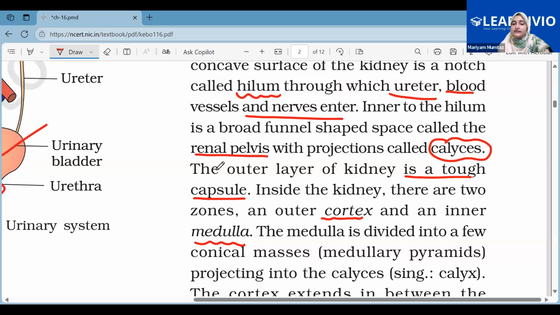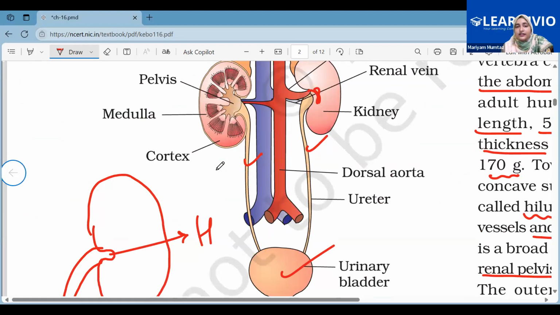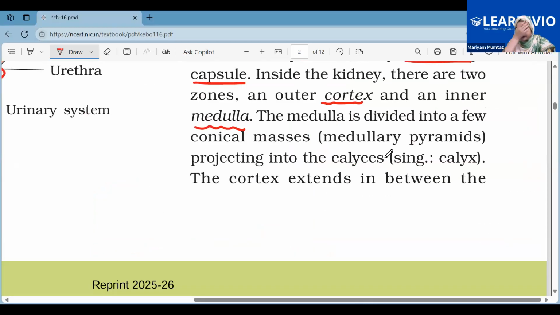Now, the medulla is divided into a few conical masses. If you see over here, these cone-like structures are the conical masses. These are called the medullary pyramids, which project into the calyx, or calyces in plural.